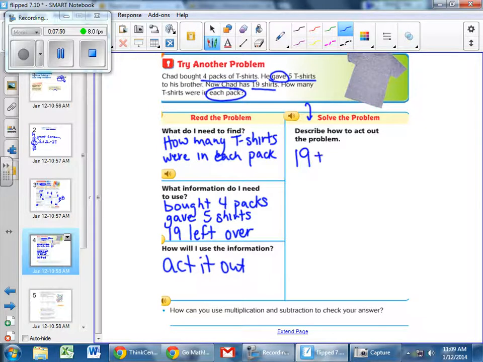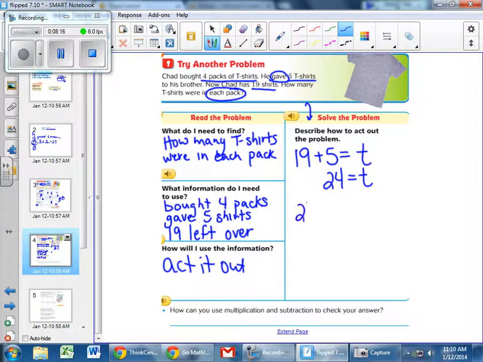We're going to add 19 plus 5. We're taking those 5 shirts back in order to figure out how many were in all. Okay, and that's going to give us the number of t-shirts that he had. So 19 plus 5 is 24. So he had 24 t-shirts to begin with. Okay. Now we have to find out how many were in each pack. And he had 4 packs.